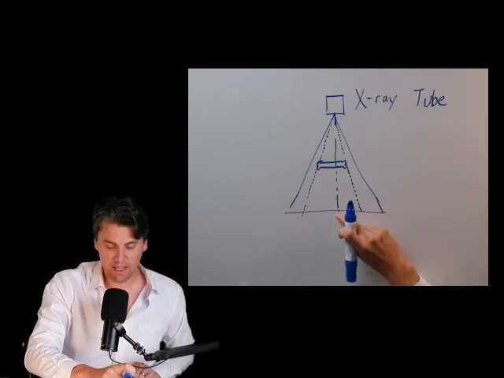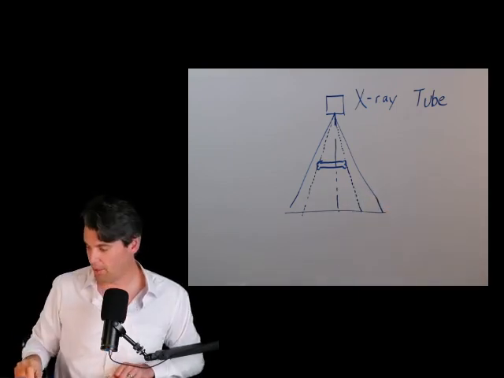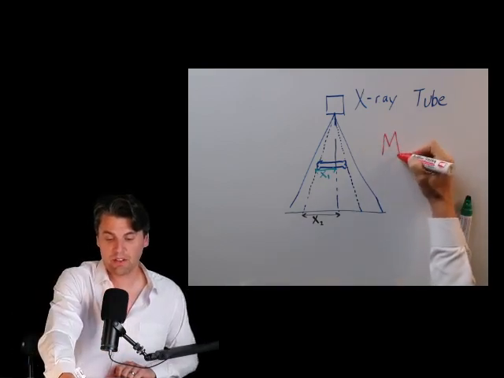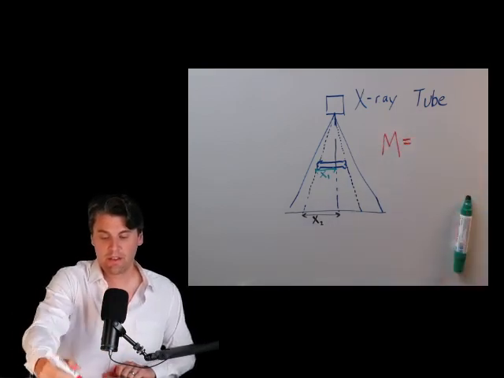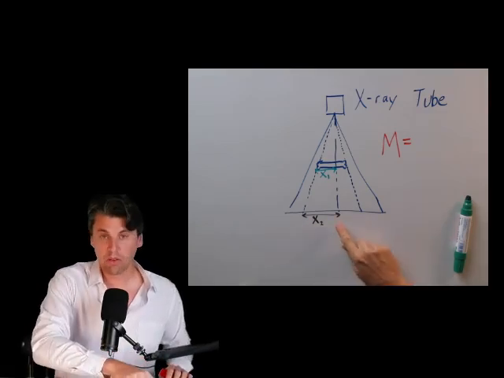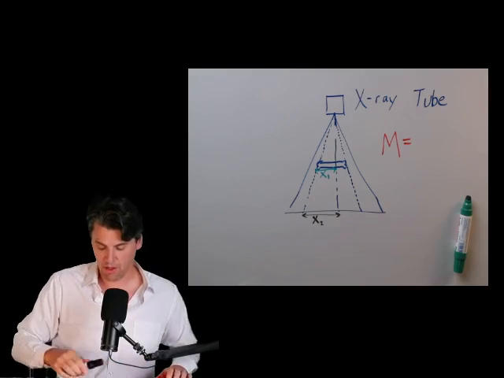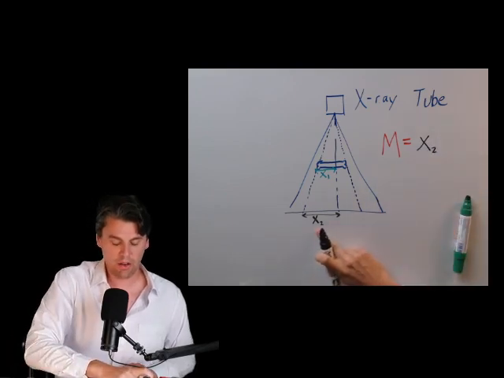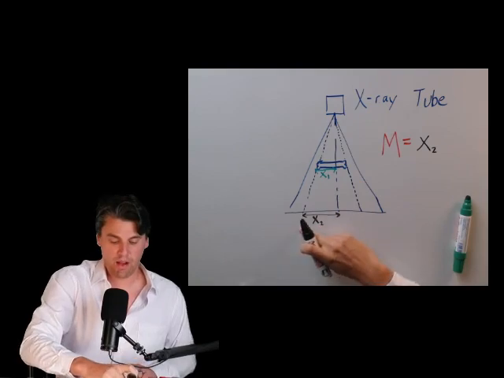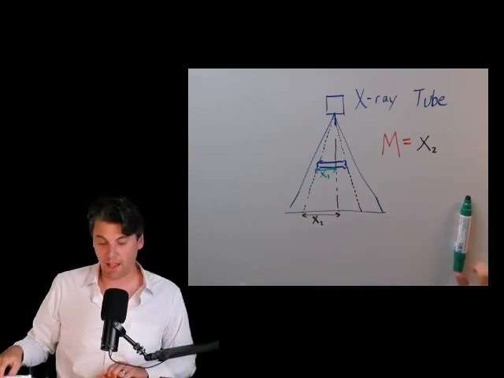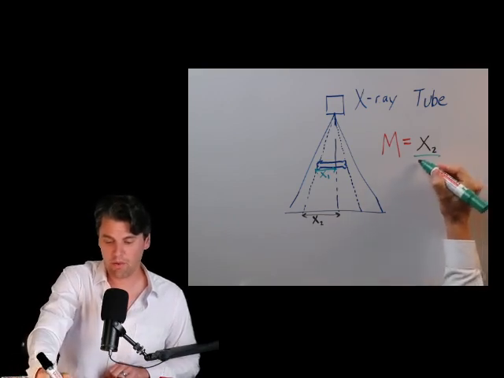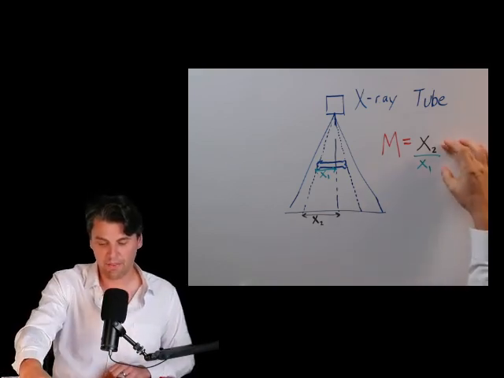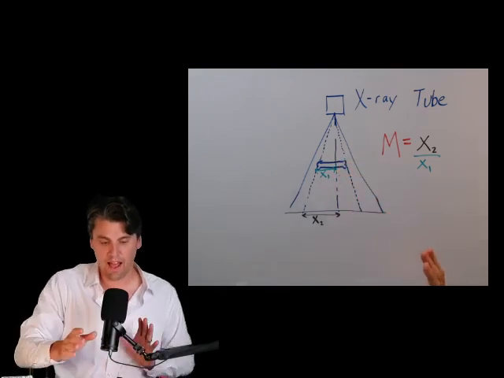And we can look at either of these triangles. We actually have a couple triangles here. We want to define the magnification, which is actually just the change in size. The magnification is how large is the projection of that bone. We're calling that x2 here. X is just a given distance. Magnification is how large is the size of that bone on the image receptor divided by how large is the size of that bone within the patient itself.